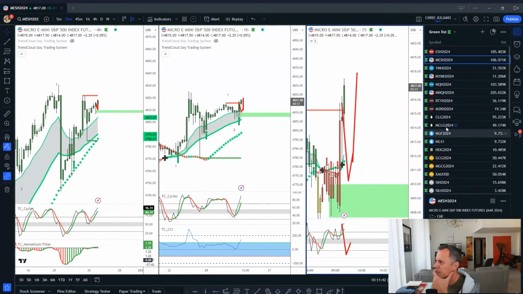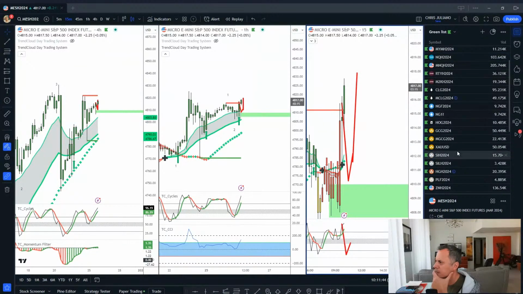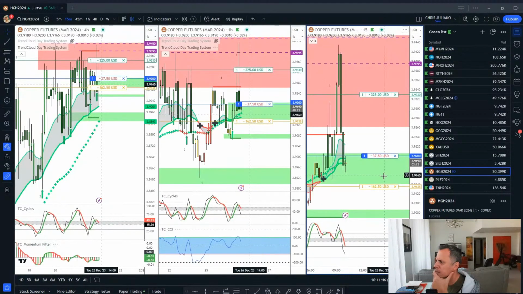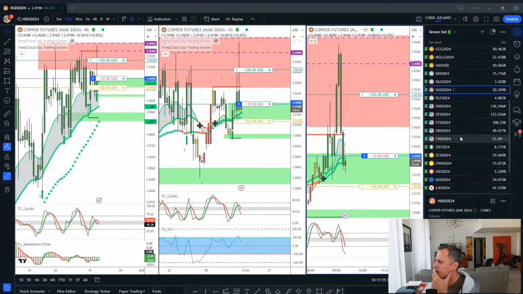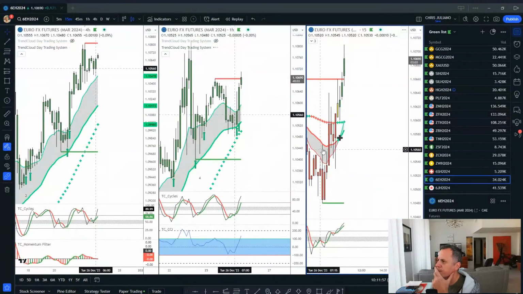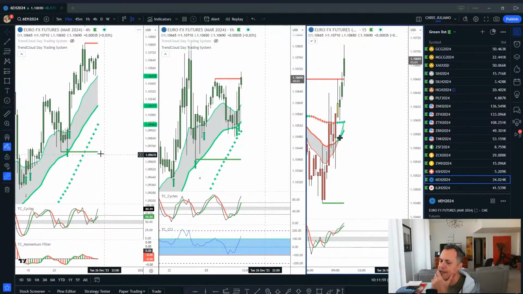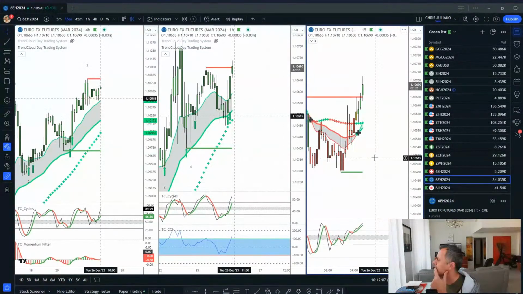Oh, where's our copper trade? Oh, here, right here. Pulling back. Okay, trying to climb out. Trying to climb out. Oh, okay. Oh, yeah, wow, look at that. 15-minute demand zone.